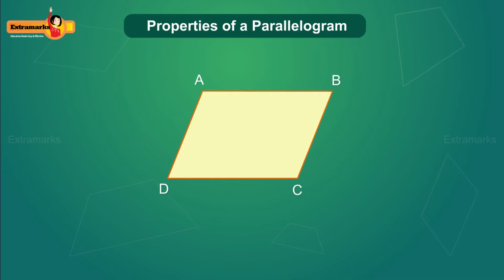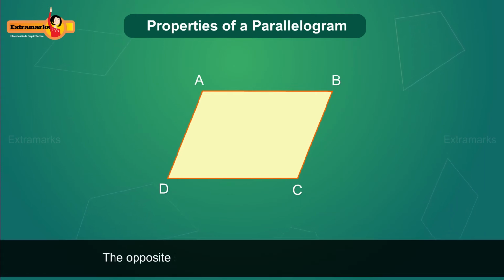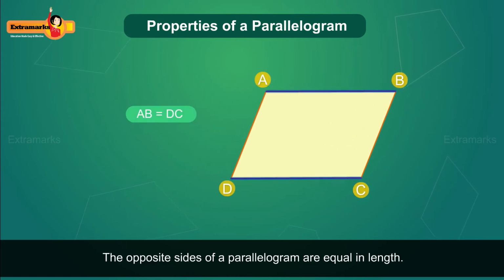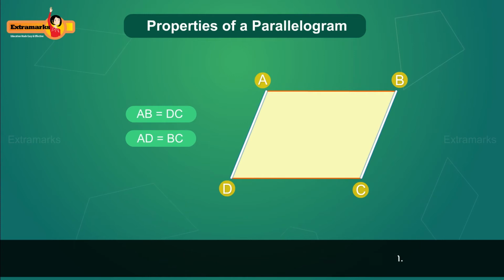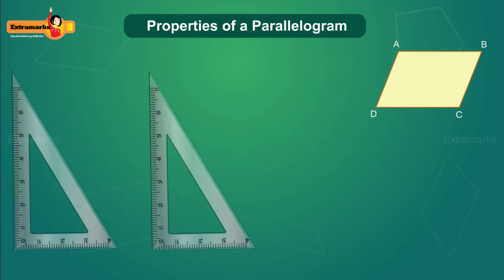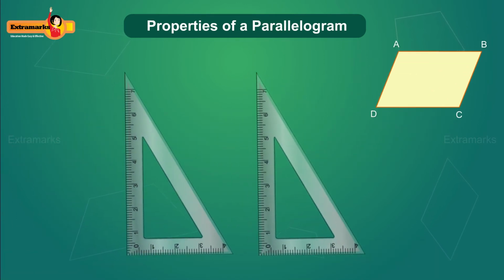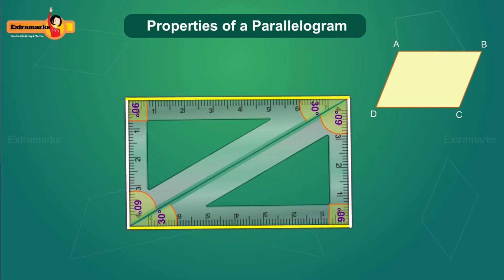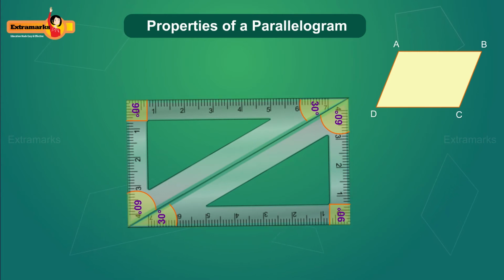Let's learn two important properties of a parallelogram. The opposite sides of a parallelogram are equal in length, that is, AB is equal to DC and AD is equal to BC. The opposite angles of a parallelogram are equal in measure, that is, angle A is equal to angle C and angle B is equal to angle D. To verify these two properties, take two identical set squares of angles 30 degrees, 60 degrees, 90 degrees. Place these set squares adjacently to form a parallelogram as shown here. We can observe that in this parallelogram, the opposite sides are equal in length and opposite angles are equal in measure.